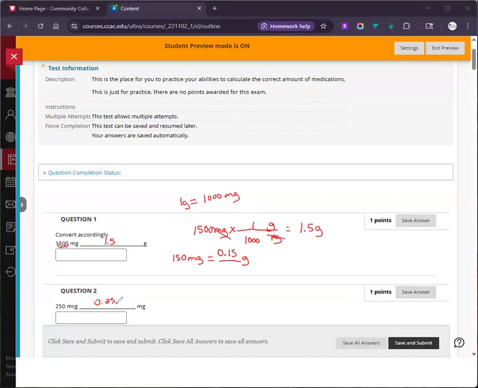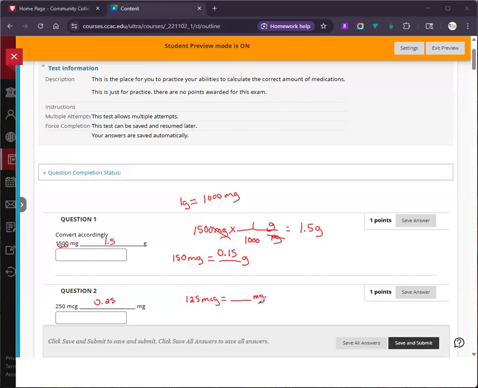Okay. Now, one more question. I'm trying to trick you here. What if it was 125 micrograms? How many milligrams is that? There we go. Good.